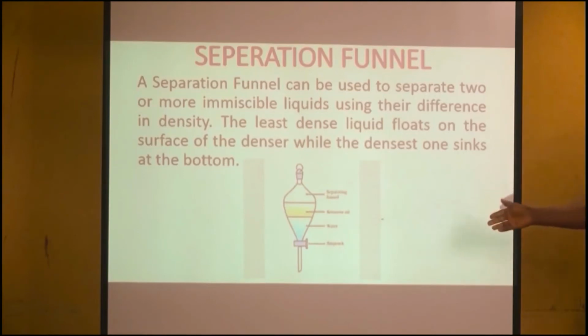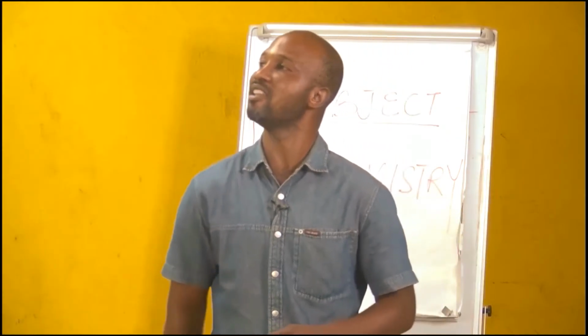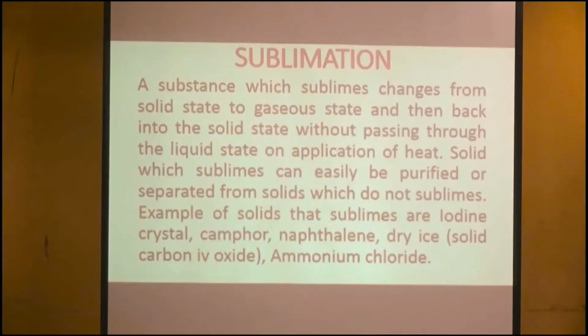Then you can collect each of the components one at a time. You can see we have them here. When you open the tap, you collect the first one. When you're about to end it, you remove it and bring another container like that until you have collected all samples. Then we have the next separation method, which is sublimation. Now, sublimation is a process where a solid turns into a gas without becoming a liquid.